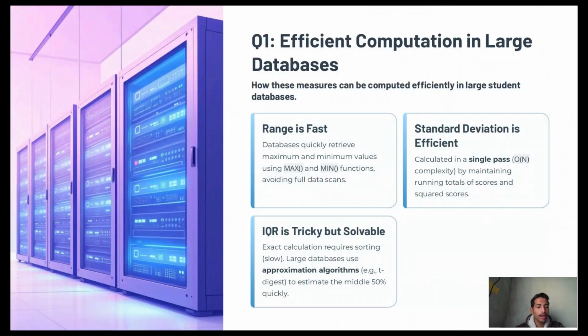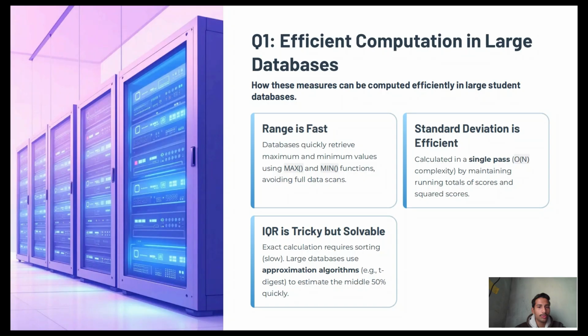We also analyzed how to compute this efficiently in large datasets. Range is very fast because a database can retrieve max and min values instantly without scanning every row. Standard deviation is also efficient. It can be calculated in a single pass, big O of n complexity, by keeping running totals. IQR is a tricky one. An exact calculation requires sorting the entire dataset, which is slow. In big data, we often use approximation algorithms like t-digest to estimate it quickly.